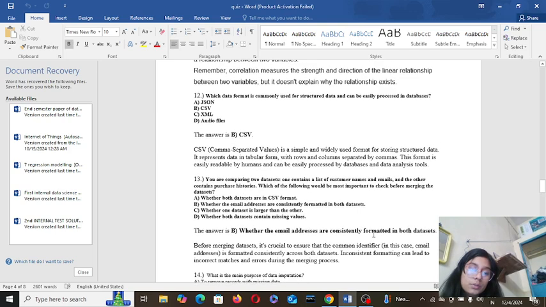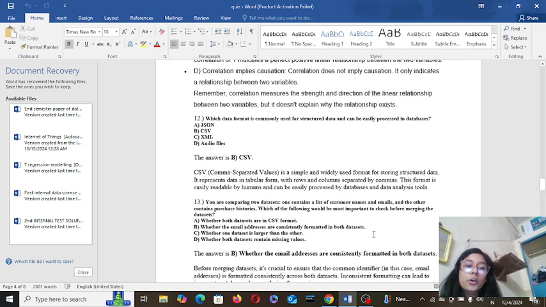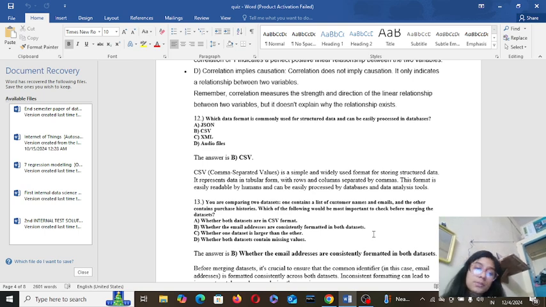Now question number 12 is, which data format is commonly used for structured data and can be easily processed in databases? So our answer is CSV, that is comma separated values. It is a simple and widely used format for storing structured data. It represents data in tabular form, with rows and columns separated by commas, and this format is easily readable by humans and can be easily processed by databases and data analysis tools.